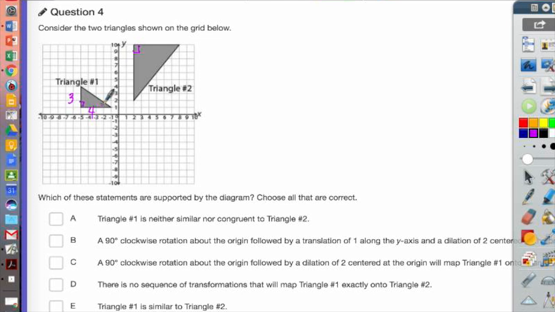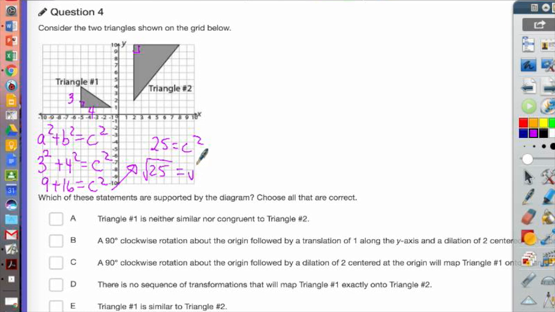Well, it's a right triangle, so I know that a squared plus b squared equals c squared. Some of you might be ahead of me. It looks like a Pythagorean triple, which it is. 3 squared plus 4 squared equals c squared. 9 plus 16 equals c squared. 25 equals c squared. And then c would be the square root, equals 5. So this is a 3, 4, 5 Pythagorean triple.